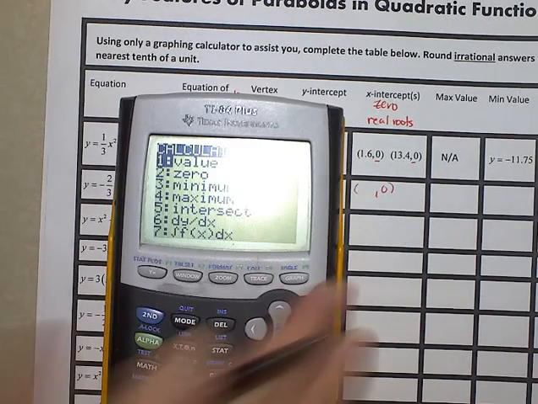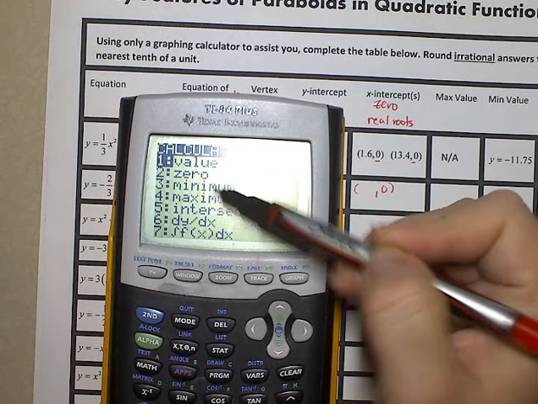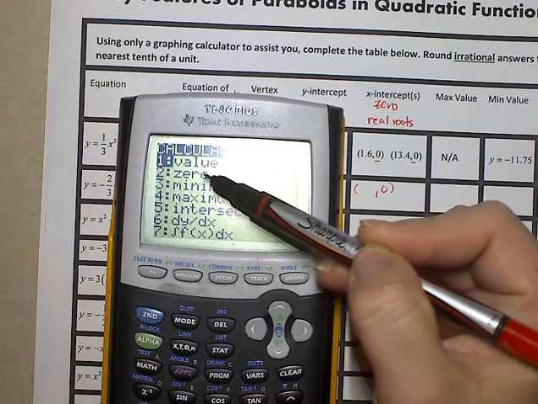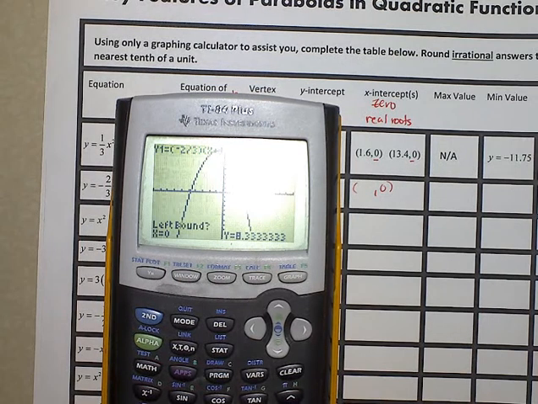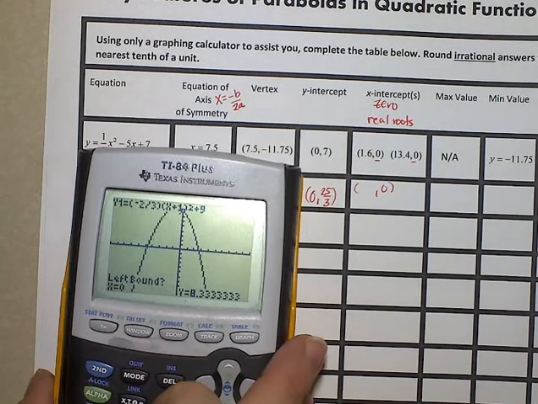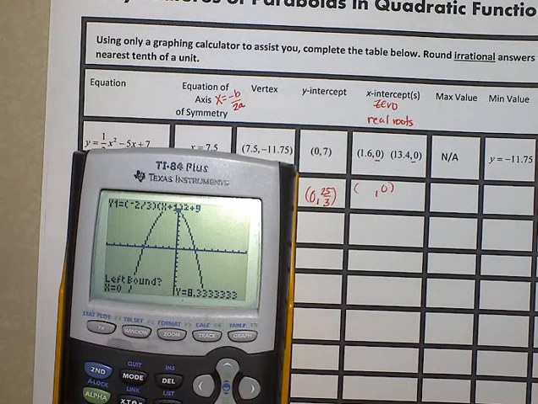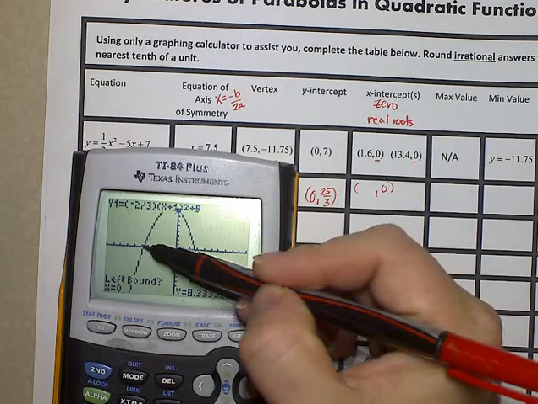So instead of saying x-intercepts here, it uses the term zero. It's interchangeable with x-intercepts. Go down to zero and press enter. We're going to be given three different commands. I want to start here. Let's look where are we right now.